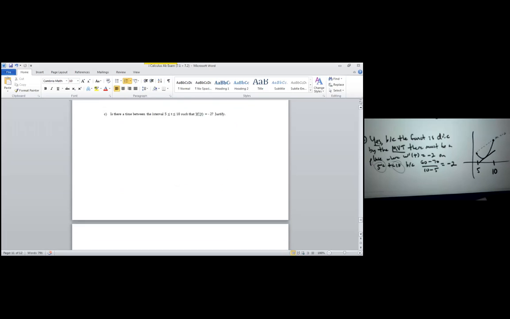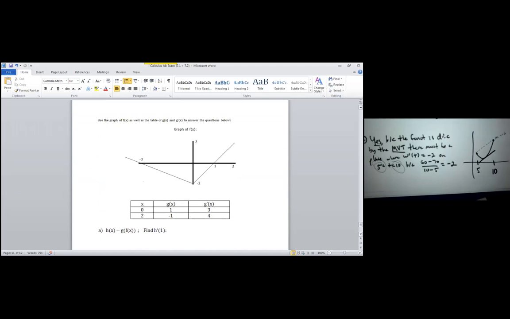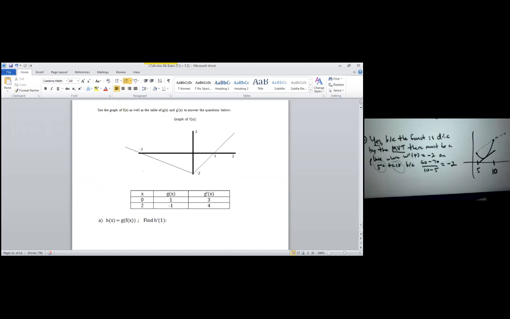That takes us to page 12. This should be easy, I'm thinking, right? We've done lots of problems like this over the year. We shouldn't have any problems here.